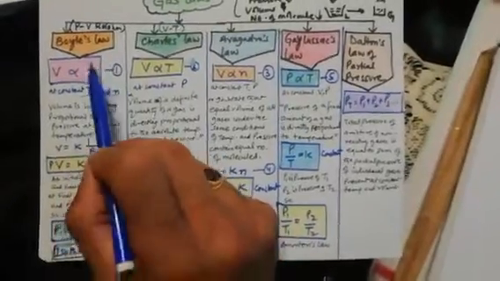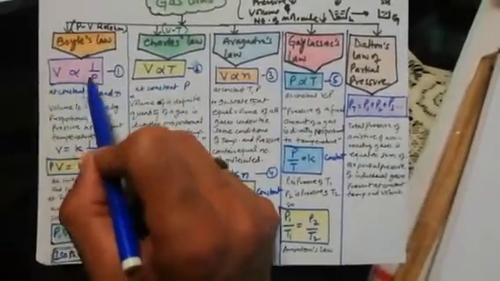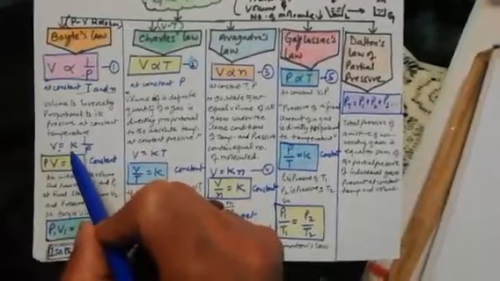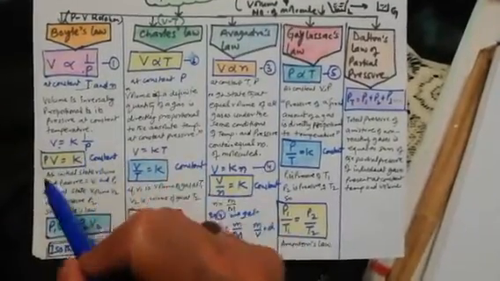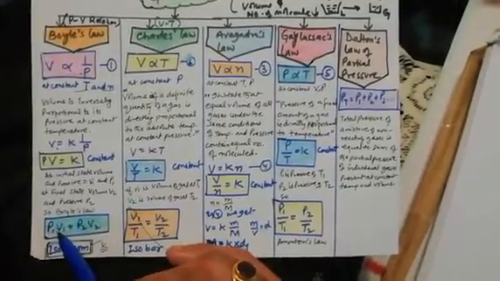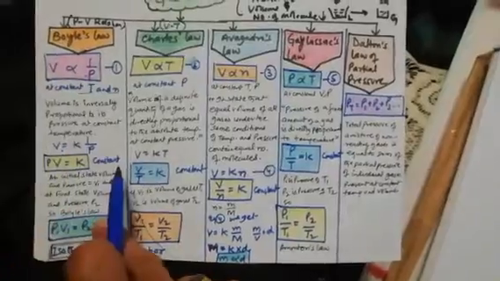Boyle's law is also known as the pressure-volume relation, where volume is inversely proportional to pressure. V is equal to K into 1 upon P, whereas PV is equal to K. So we got one formula, that is P1V1 is equal to P2V2. Now there are some numericals related to this formula.